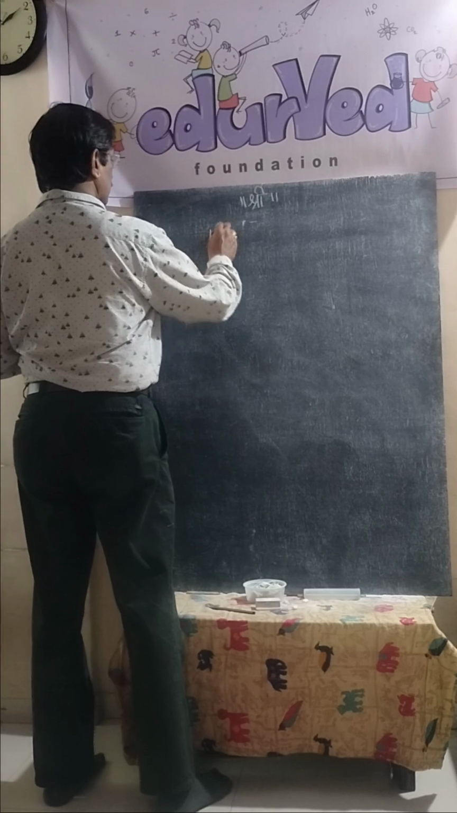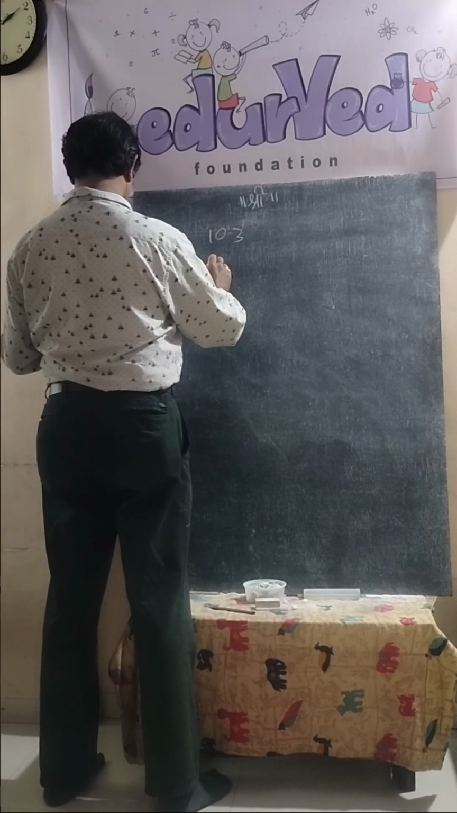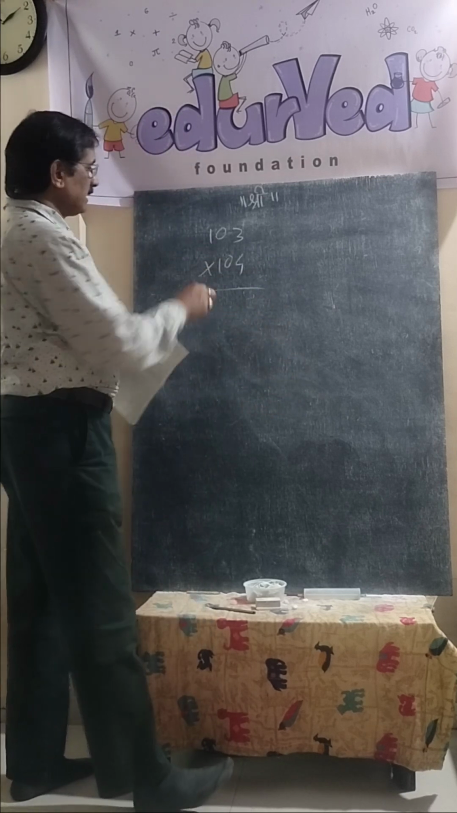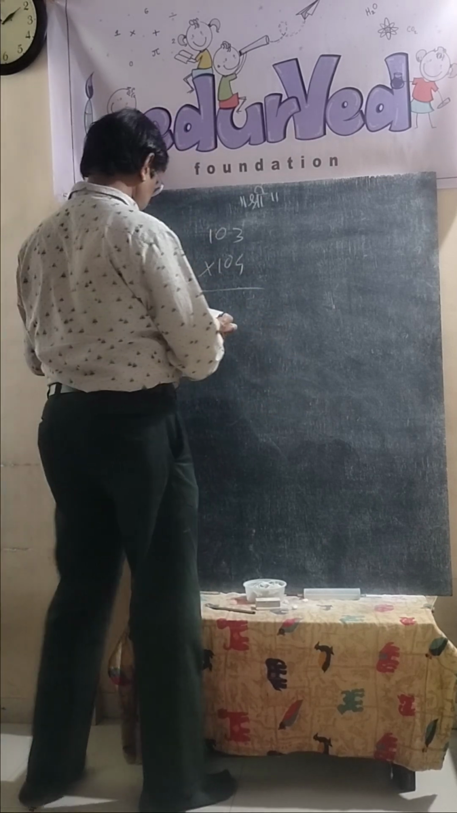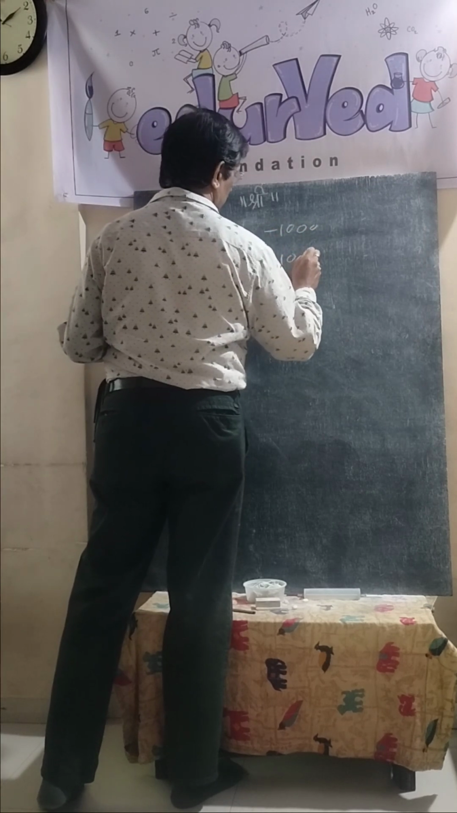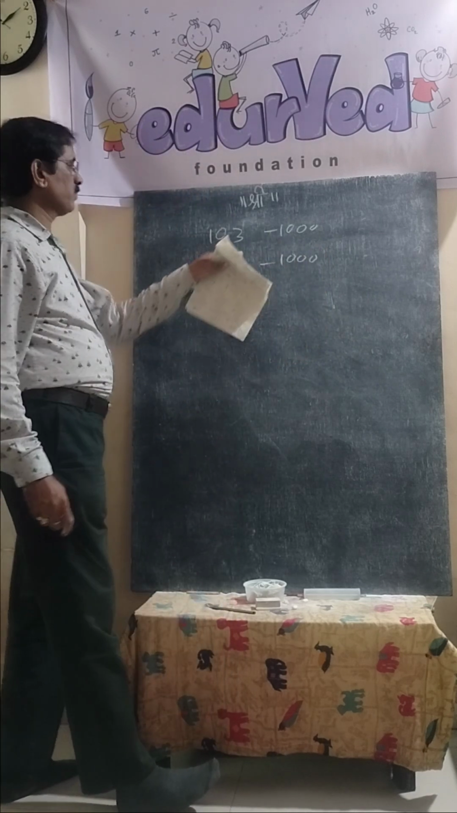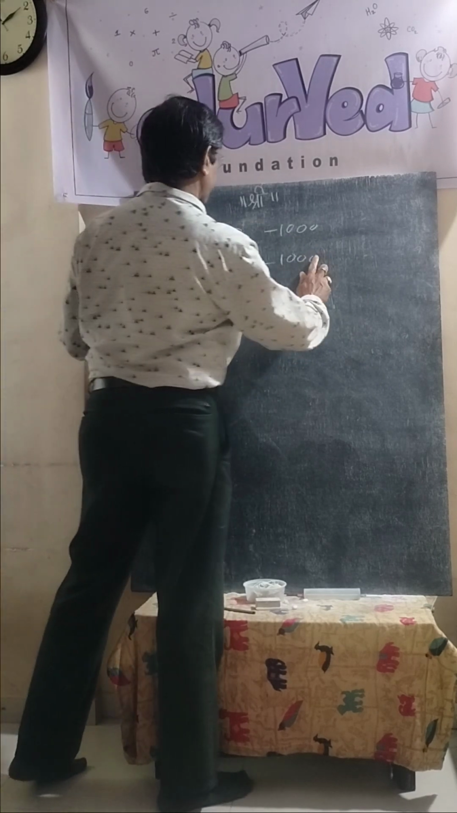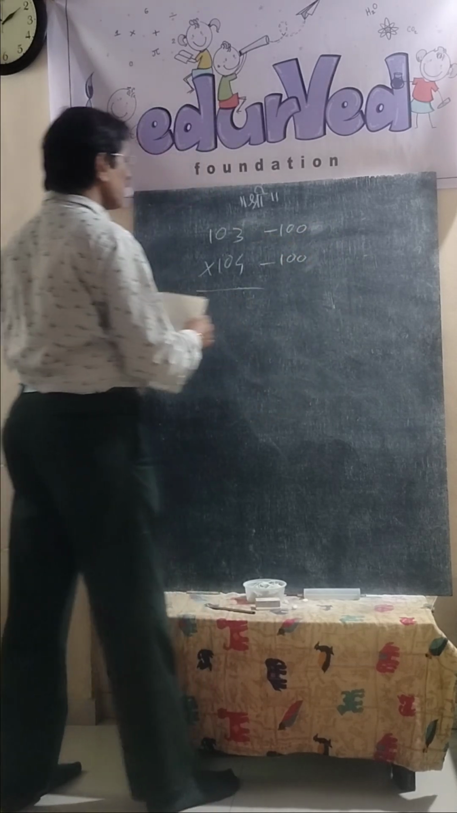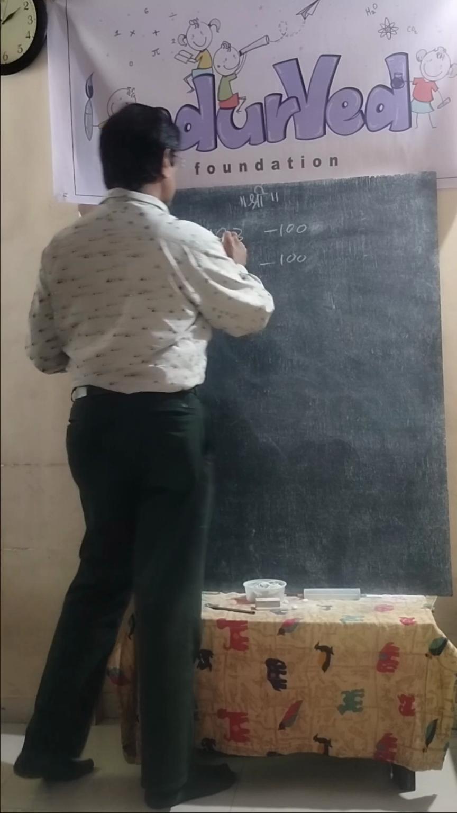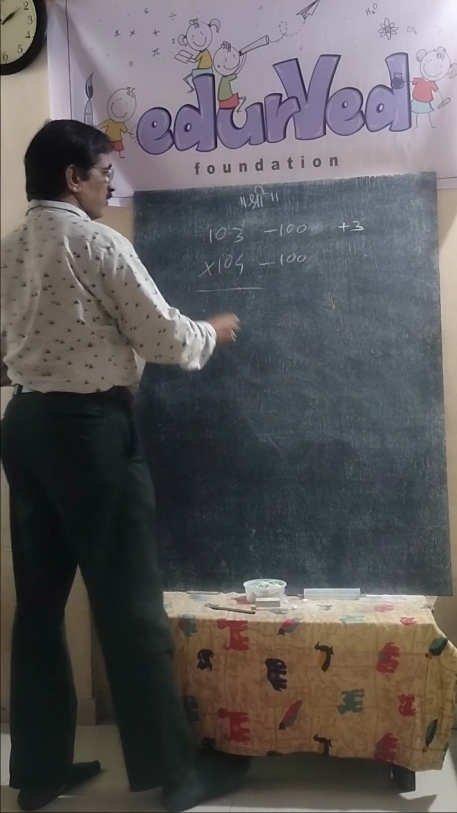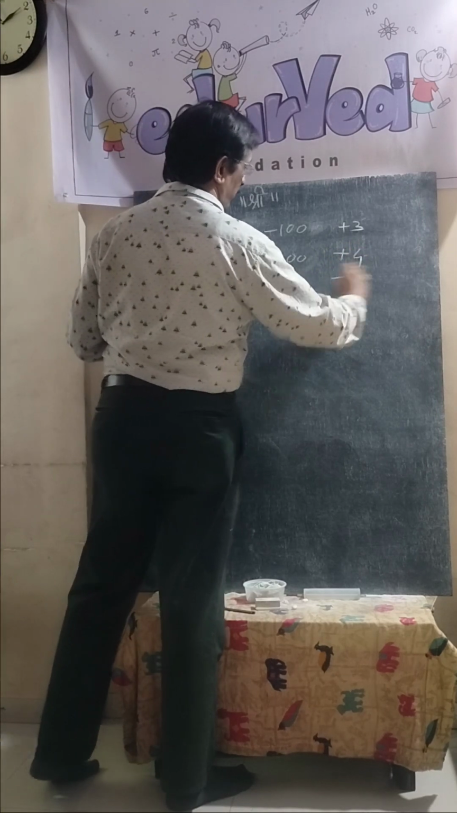The 15th one was 103 into 104. The previous ones were lesser than the base number, these are greater than the base number. Oh sorry, this is 103, so the base number is 100. 103 minus 100 will be plus 3, and 104 minus 100 will be plus 4.